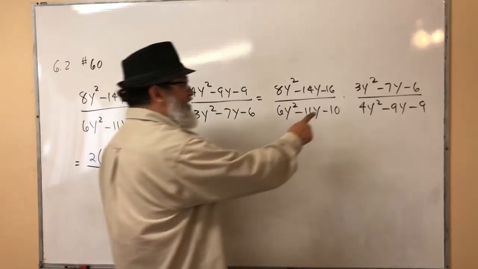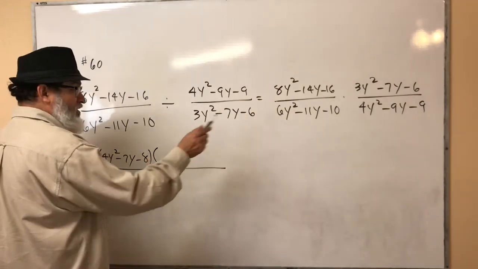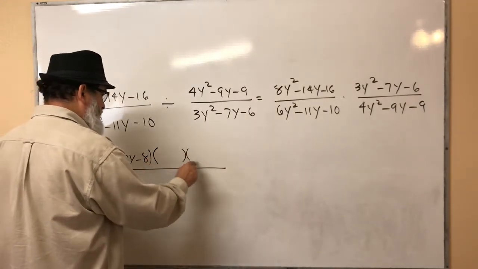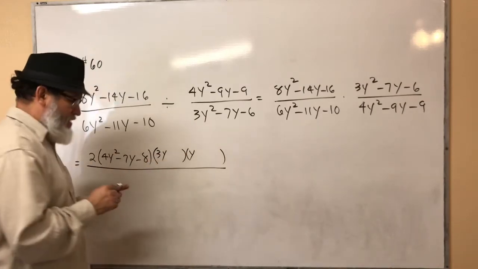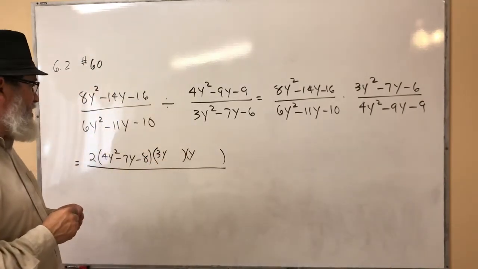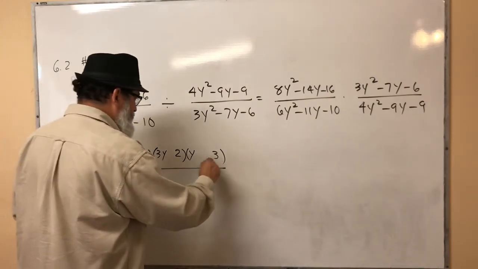I think I can factor this one. Let's try to factor that one. So that one is a product of binomials: 3y times y. 6 is 2 times 3.